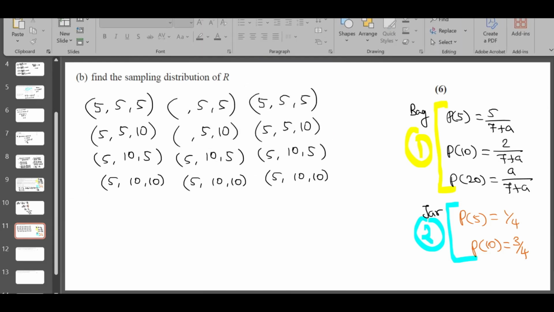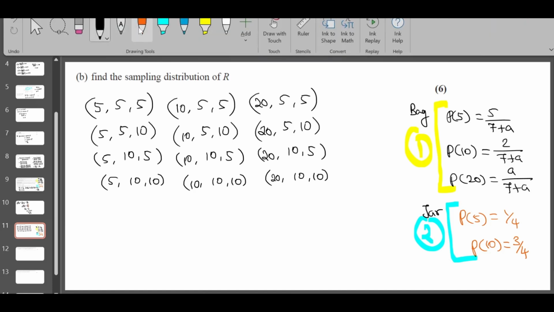And here, instead of 5, I'm going to use 10 with the same combinations. And then 20 with the same combinations. So a total of 12 combinations we have. Now let's find the range of every single thing.